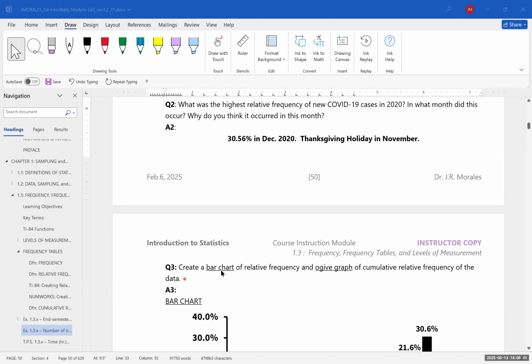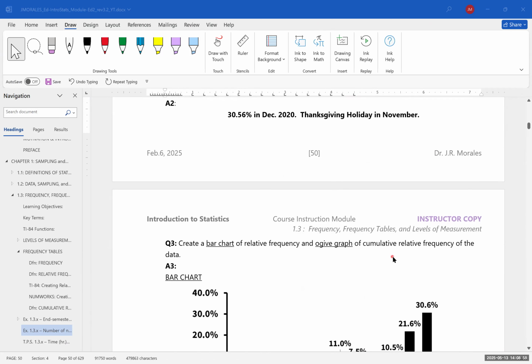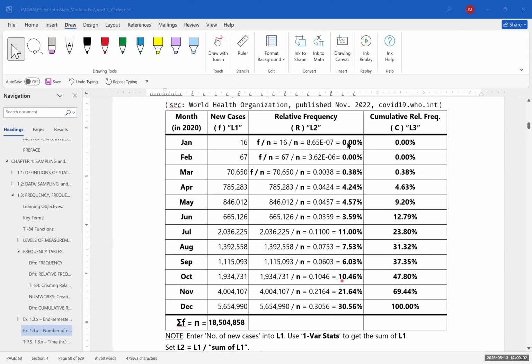Okay, question 3 is to create a bar chart of the relative frequency and an OGIV graph of the cumulative relative frequency of the data. So here we've got a bar chart. A bar chart is going to show this data in the relative frequency column.